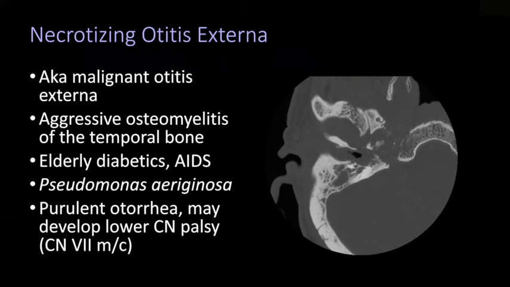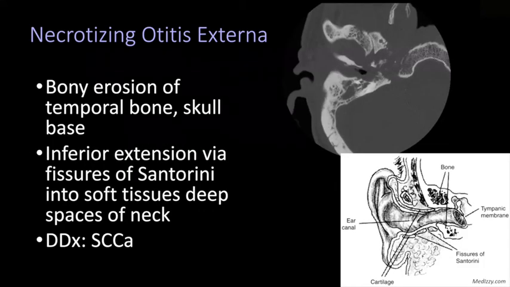Pseudomonas is the most frequent and involved pathogen, and patients will also often present with purulent otorrhea, and they may also develop lower cranial neuropathies depending on the foramina involved at the skull base. On imaging, as you saw in our case, you'll see bony erosion of the temporal bone and skull base and inflammatory soft tissue extending into the deep spaces of the neck.